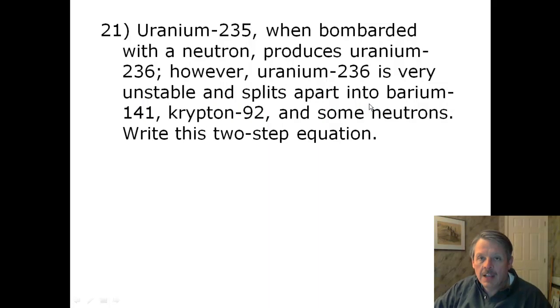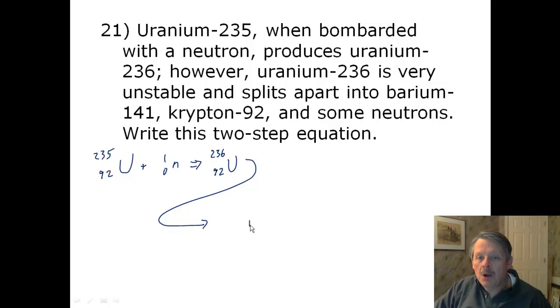And finally, the last one. This is a two-step equation. We take uranium 235 and bombard it with a neutron. That produces uranium 236, so we still have uranium. It's very unstable, and it splits apart into barium 141, plus krypton 92, plus some neutrons. Let's just put 1 in there so we remember.